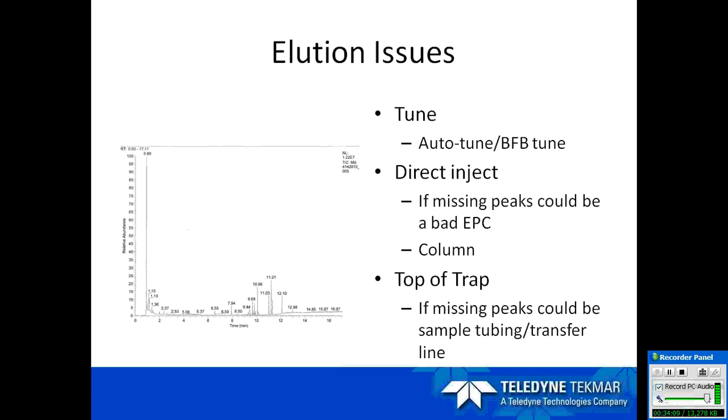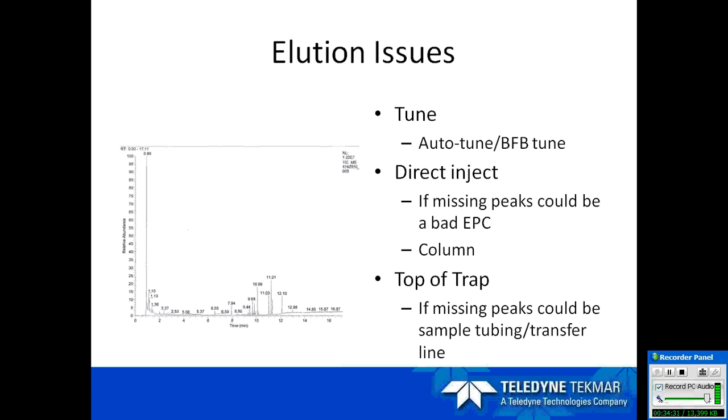The next major topic that we're going to be talking about is elution issues. With this, we're going to be covering early, mid, and late. First, we're going to go through our steps again. Eliminate the mass spec, eliminate your detector, eliminate your GC, then we'll move to the purging trap. As you can see, you can tune. If you're missing some piece, it might be a bad EPC, or your column might be degraded.